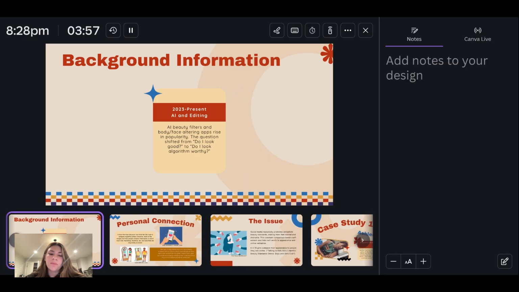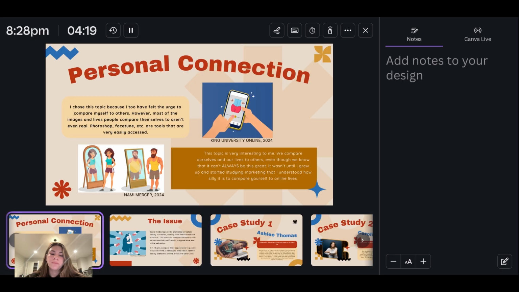In 2023 to present day, AI beauty filters and face editing apps became extremely popular. It became extremely popular to alter your appearance and post it online, which was not only harmful to your own body image, but harmful to others who were unaware of the alterations. Influencers' AI perfection and comparison to peers skyrocketed. The question, do I look good, became, do I look algorithm worthy?